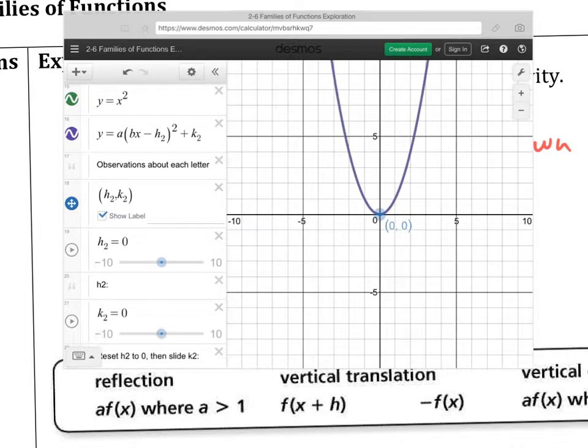So if I were to adjust the h, notice what happens here. As I adjust the h, all it does is move things left or right. My purple is moving left or right. So I'll pause that for a second and bring it back to home plate there.